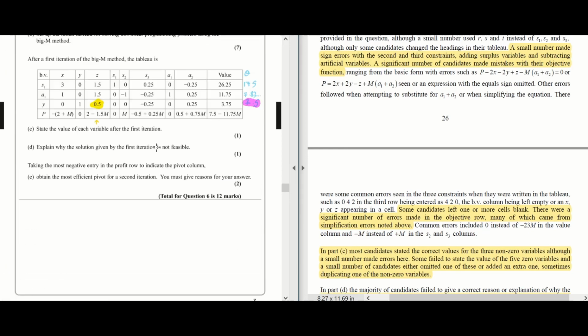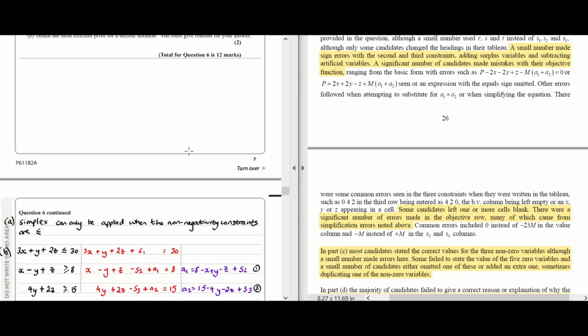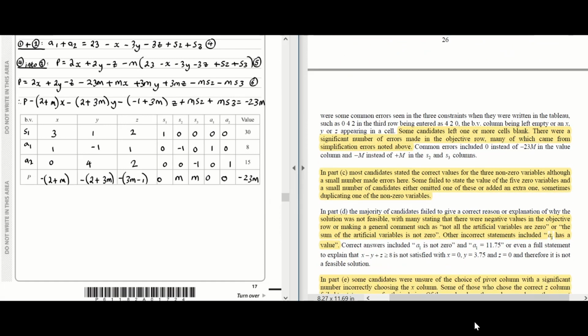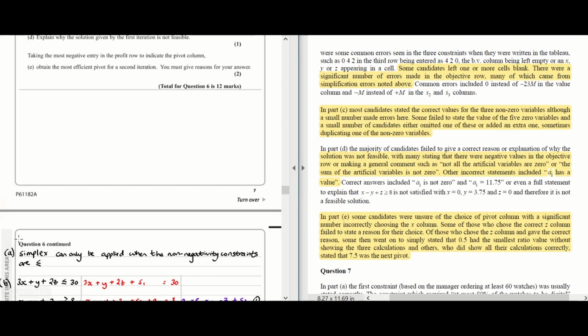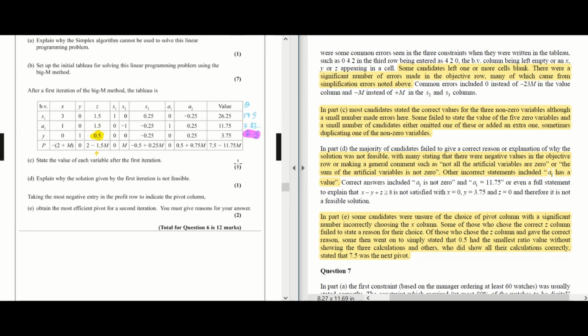For part D, where we had to explain why the first iteration was not feasible, the majority failed to give a correct reason, with many stating that there were negative values in the objective row, or making a general comment such as not all the artificial variables are 0, or the sum of the artificial variables is not 0. Other incorrect statements include A has a value, and then we've got some correct responses that were given. For part E, where we had to talk about our pivots, there were a lot of candidates who were unsure about the pivots, and I think we discussed the pivots here somewhere. But the main reason why people got this answer wrong was because they did not explain properly.